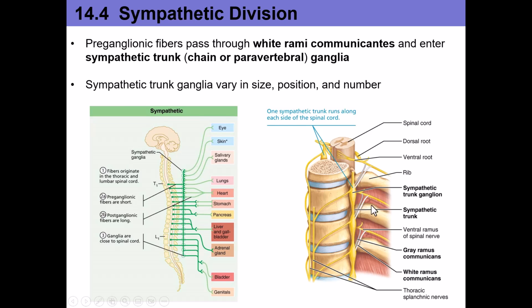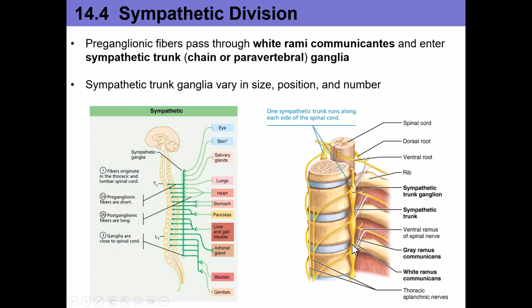This is a great picture showing you where those ganglia actually are. This is in yellow. You see this vertical structure here that almost looks like beads on a string, if you will. Those are the sympathetic trunk ganglion. These are the ones that lie very close to the spinal cord. And you see, these are the vertebral bones. They're just outside the vertebral column, those ganglion. Here's where they are relative to the spinal cord, very close.